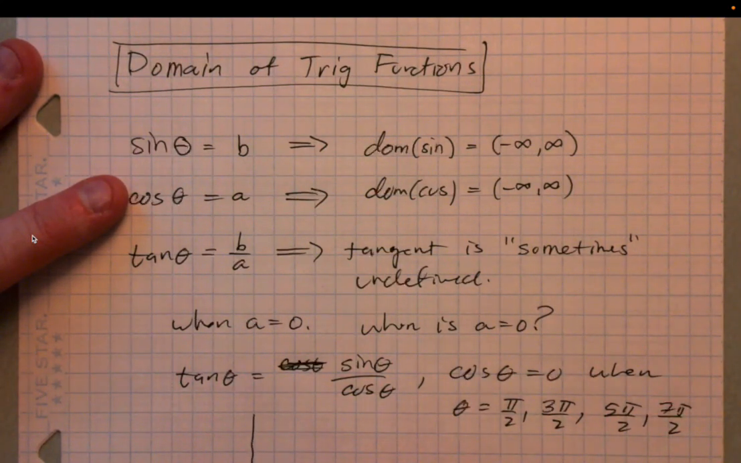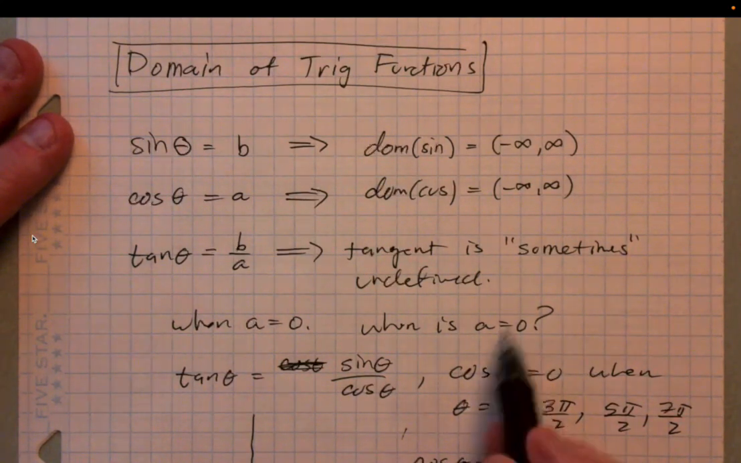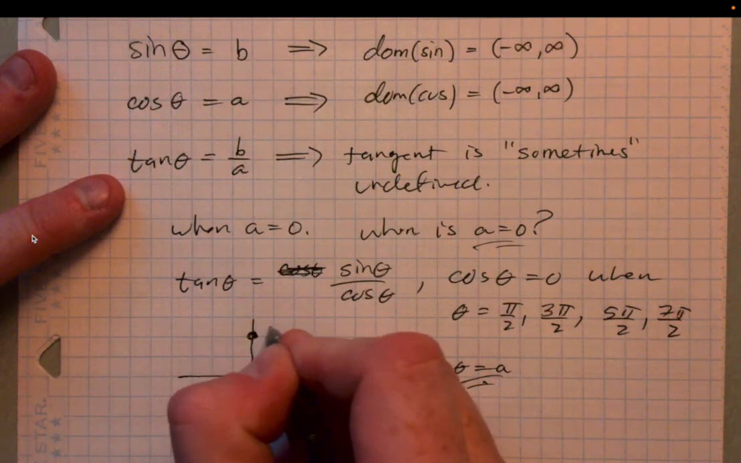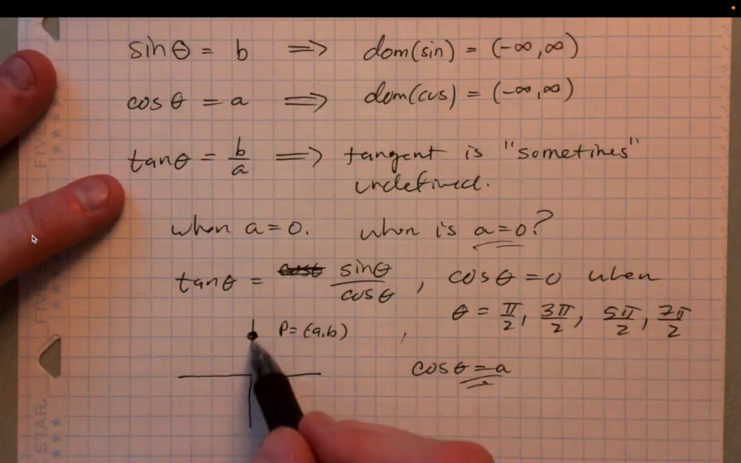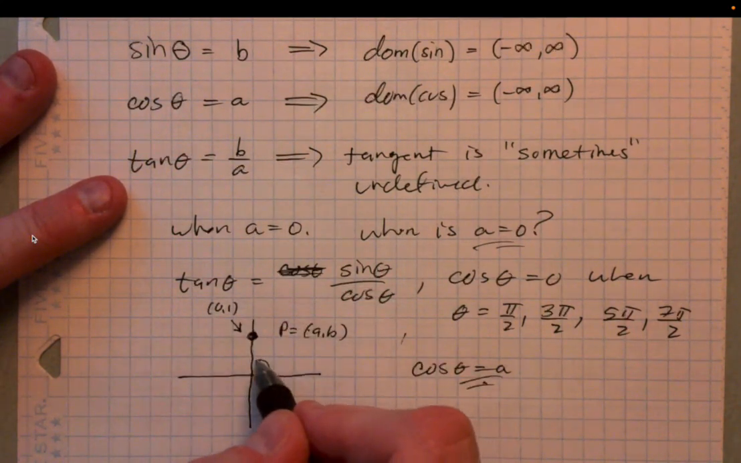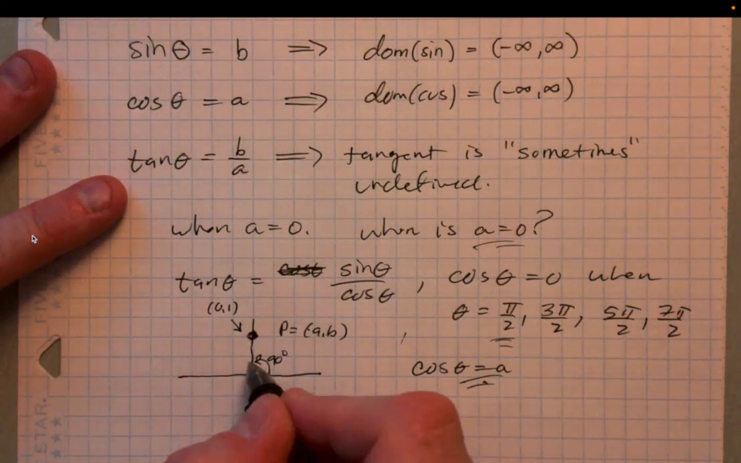Another way to think about it is that the cosine is equal to this a. And so when is a equal to 0? Well, if I've got a point up here, a is 0 here. If it's on the y-axis, that means it's not moved off the x-axis, so it's 0. For example, this would be 0, 1. That corresponds to pi over 2, 90 degrees. It's also 0 over here, so this would be the point 0, negative 1. And what angle is that?